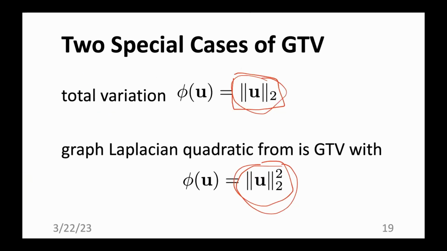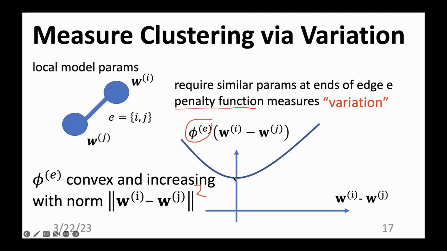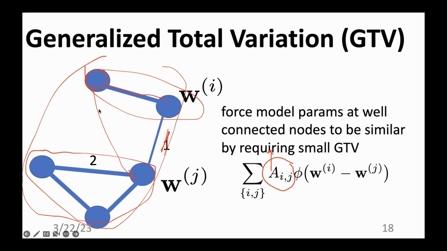Okay, so now we have this penalty function. If we only minimized this total variation or generalized total variation term, then the solutions would be trivial, because we always use a penalty function that is minimal for zero deviation. So the minimum penalty we get when the local model parameters are identical. We can easily minimize this generalized total variation by using constant weight vectors, and then the total variation would be minimal.